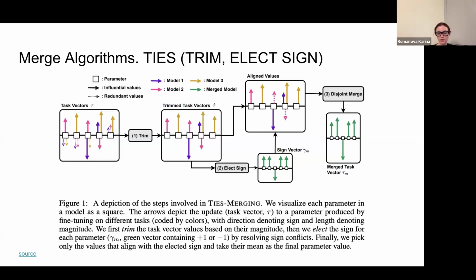Additionally, the sign election mechanism in TIES ensures that the merged model preserves the constructive interference of parameter contributions, thereby maintaining or even enhancing performance. This approach is particularly beneficial in scenarios where models have been trained independently and may have developed different parameter signs due to random initialization or divergent training paths.